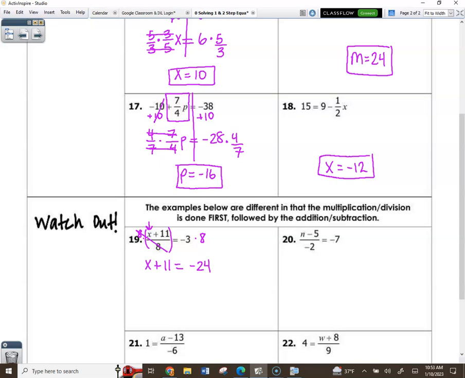Your practice assignment, I don't want to call it homework because you're going to practice it in flex. Remember, this is like a sport. Your practice assignment is this little maze coming to you right now where you're practicing 1 and 2 step equations. Okay?